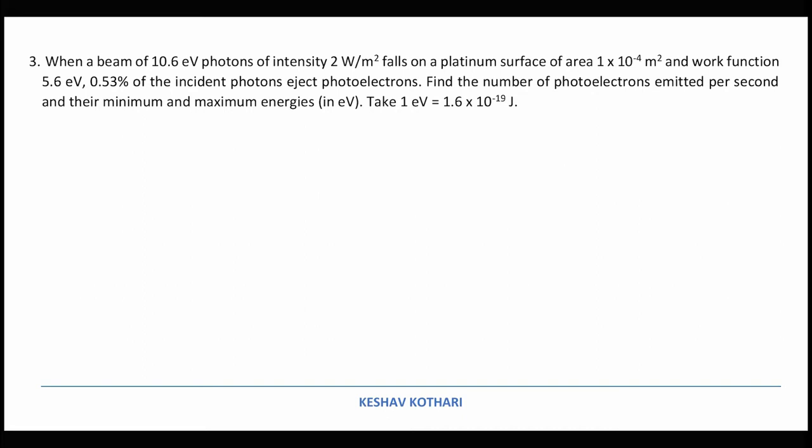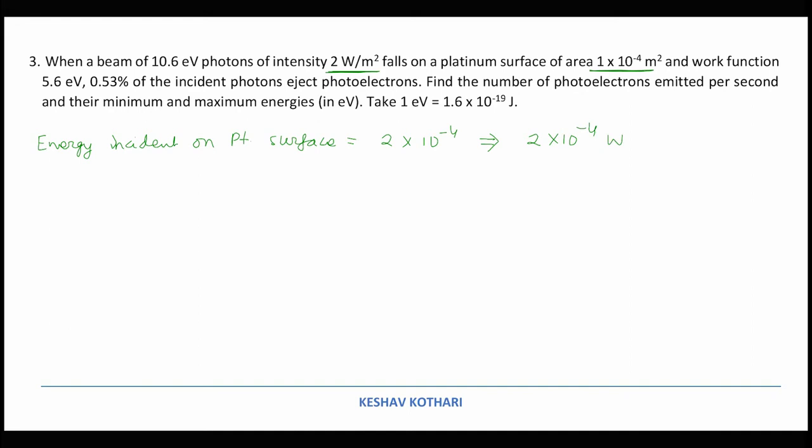So the first thing that we will be calculating over here is the energy incident on platinum surface. This can be calculated as the intensity, that is 2 watt per meter square, into area, which is equal to 1 into 10 to the power minus 4 meter square. So this is the area which we are using and this is the value of intensity. So we get 2 into 10 to the power minus 4 watt. So this is the value of energy incident on platinum surface per second.